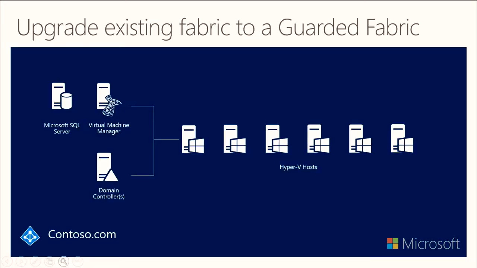So, how do we get from a regular fabric running on, say, Windows Server 2012 R2 to a Windows Server 2016 guarded fabric? Let me sort of walk you through. If you start with a 2012 R2 fabric, how do you get to Server 2016 and a guarded fabric? Well, here we are. If we take a look on screen here, I've got my contoso.com domain, I've got Hyper-V host inside it, and we've got VMM in this particular scenario.